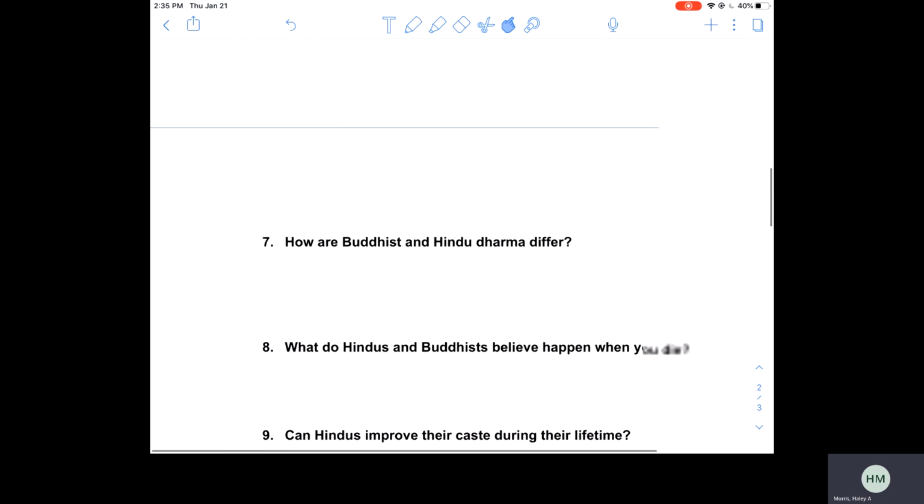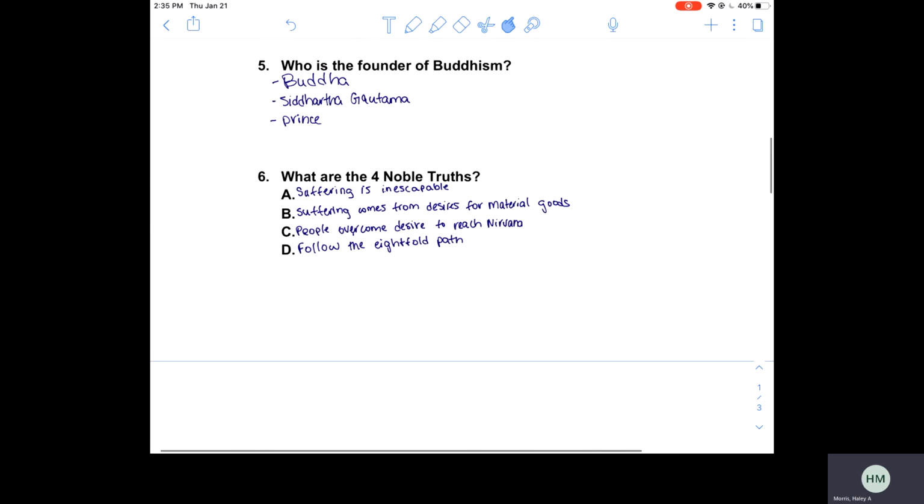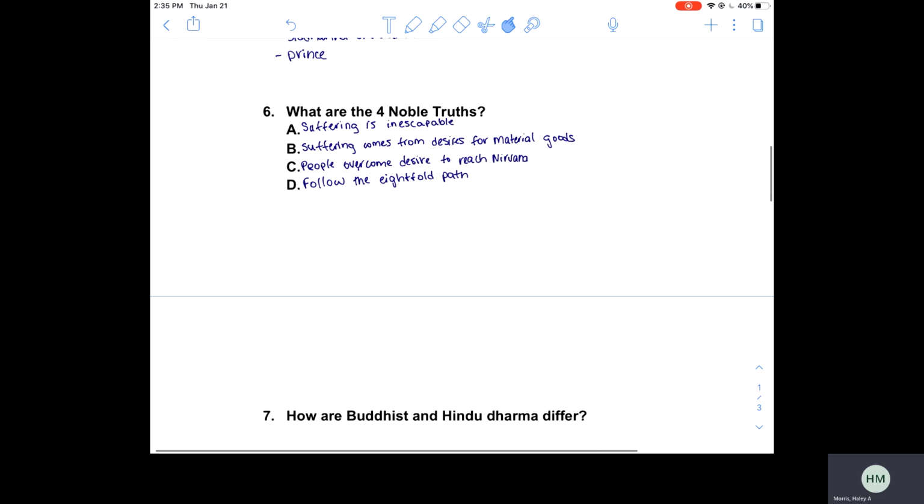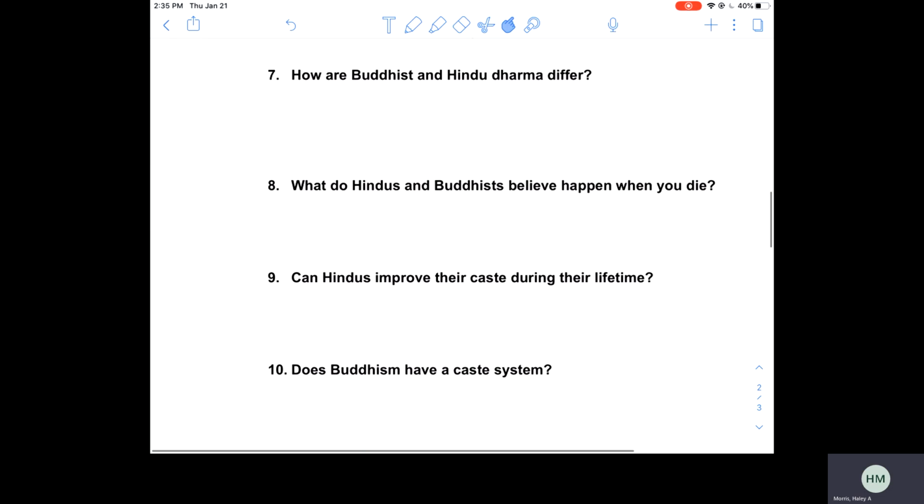Here, I'll zoom out in case you needed to see this. Suffering is inescapable. Suffering comes from desire for material goods. People overcome desire to reach nirvana, and then you can follow the eightfold path.